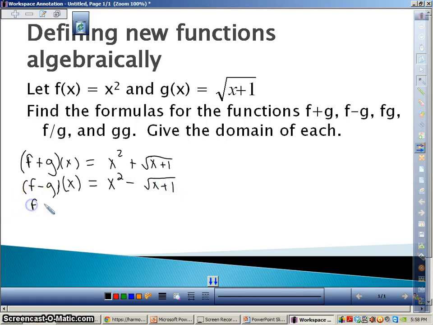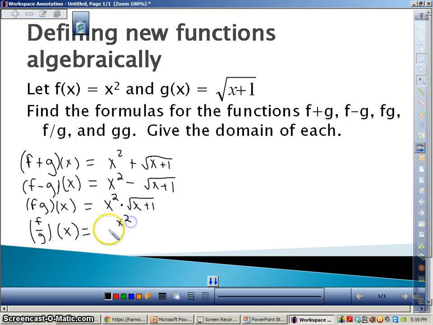It wants the product next, so fg of x. We're going to find f is x squared, and we're just going to multiply times g, which is the square root of x plus 1. f over g of x, or f divided by g of x, is going to be x squared in the numerator and the square root of x plus 1 in the denominator.